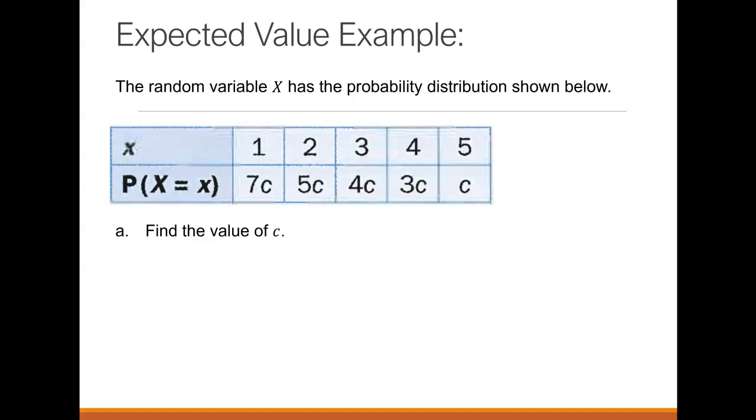So let's look at another example. Again, we have some random variable x and a probability distribution. It asks us to find the value of c. How could I do that?